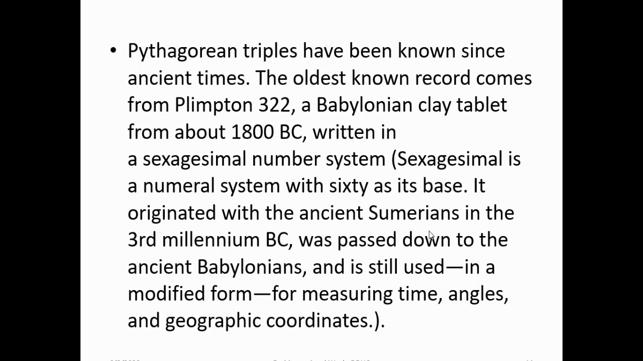So Pythagorean triples have been known since ancient times. The oldest known record comes from Plimpton 322, a Babylonian clay tablet from about 1800 BC, written in a sexagesimal number system. Sexagesimal is a number system with 60 as its base, and it originated with the ancient Sumerians in the 3rd millennium BC, was passed down to the ancient Babylonians and is still used in a modified form for measuring time, angles, and geographic coordinates.